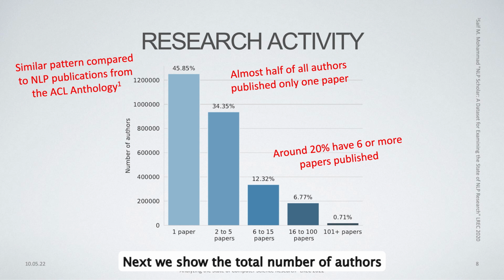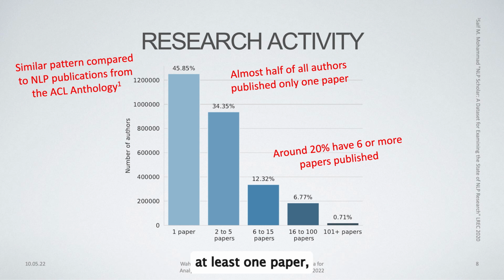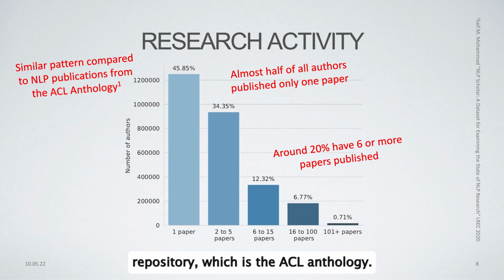Next, we show the total number of authors that have published at least one paper, 2 to 5 papers, 6 to 15, 16 to 100, or more than 100 papers. We find that 45%, or almost half, of all authors published only one paper, while around 20% have published 6 or more papers.